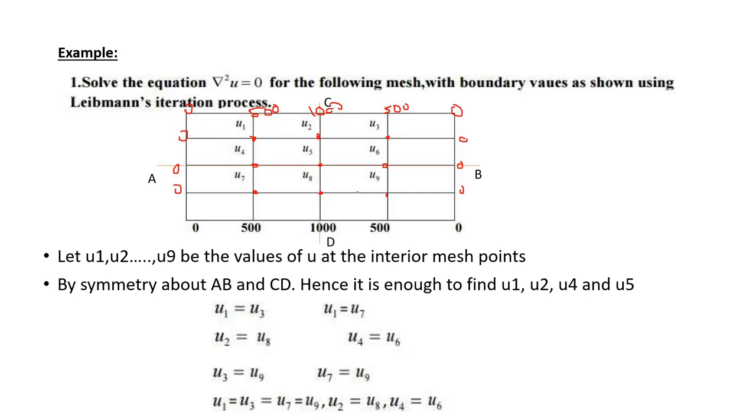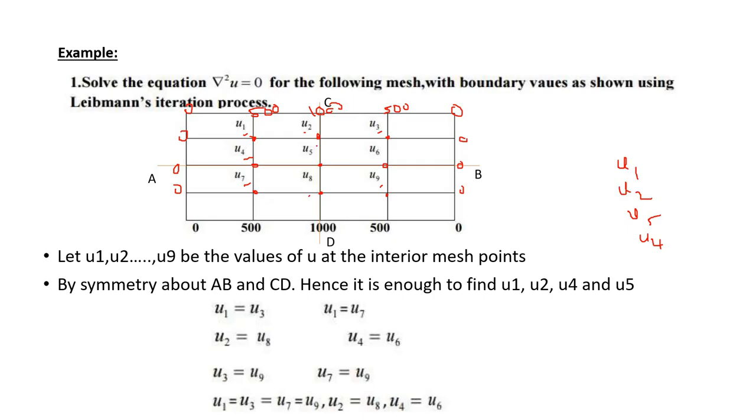Owing to symmetry, we can say that U1 is equal to U3 is equal to U7 is equal to U9, and U4 is equal to U6, and U2 is equal to U8. So actually we need to find only the values of U1, U2, U5 and U4. These values are enough because, owing to symmetry, U1, U3, U7, U9 are equal, U2 is equal to U8, similarly U4 is equal to U6, and finally the mid value U5.